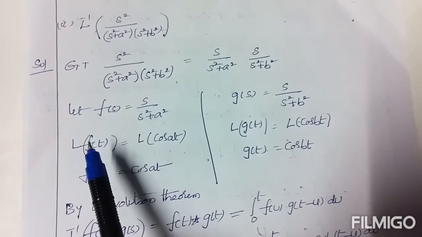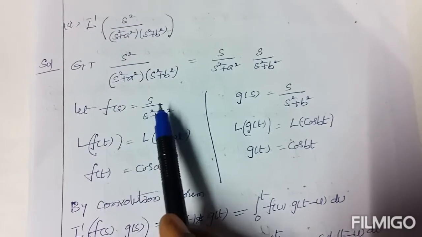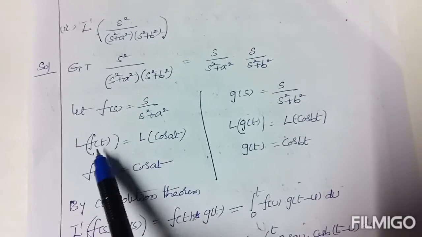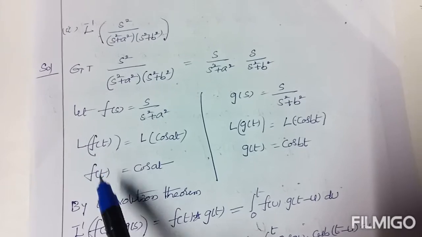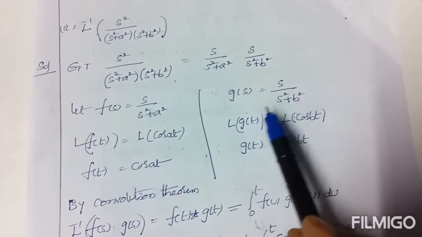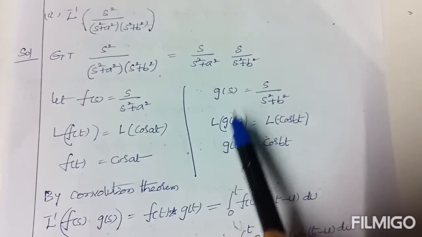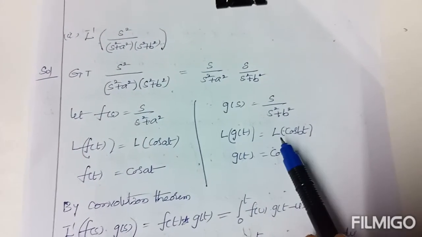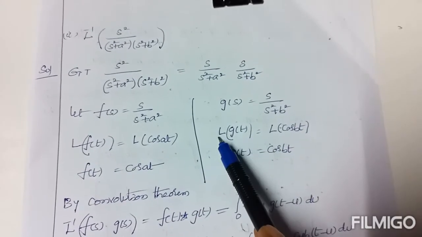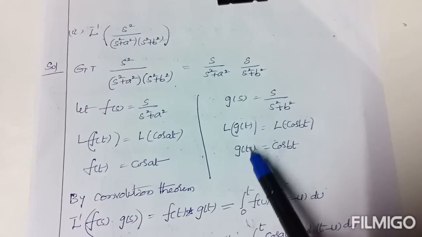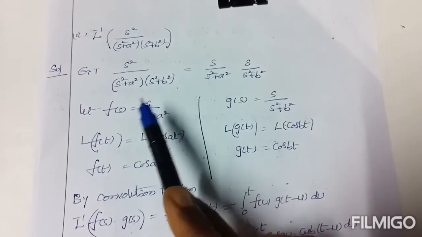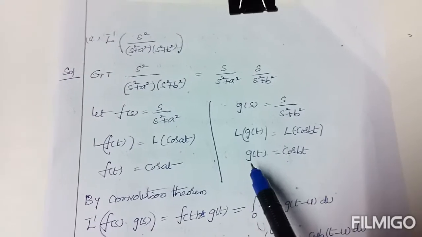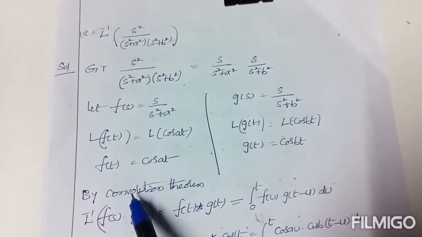F of s written as L of f of t equals s by s square plus a square, which is a standard formula, L of cos at. L on both sides gets cancelled. Remaining is f of t equals cos at. Similarly here also, g of s is nothing but L of g of t, equal to L of cos bt. Now on both sides the operator gets cancelled. G of t equals cos bt. Now we have f of s, g of s, f of t, g of t. Everything is clear, so we can use the convolution theorem.